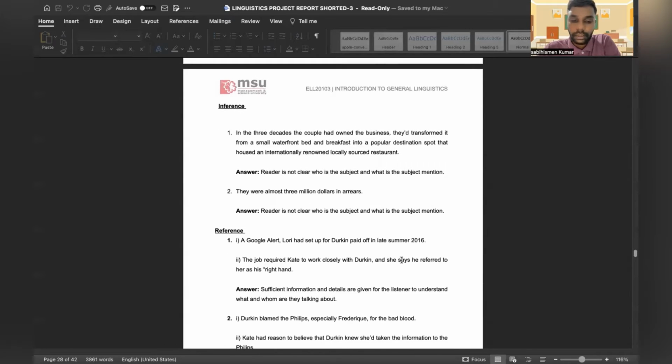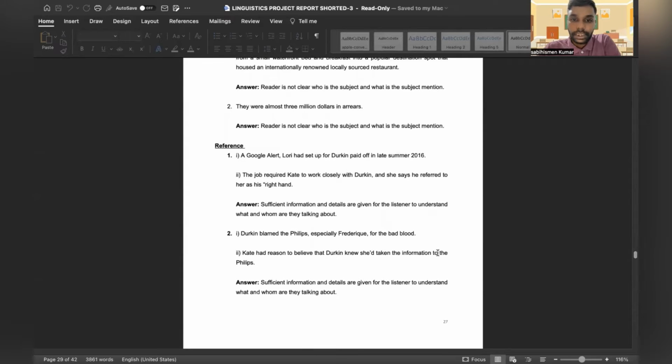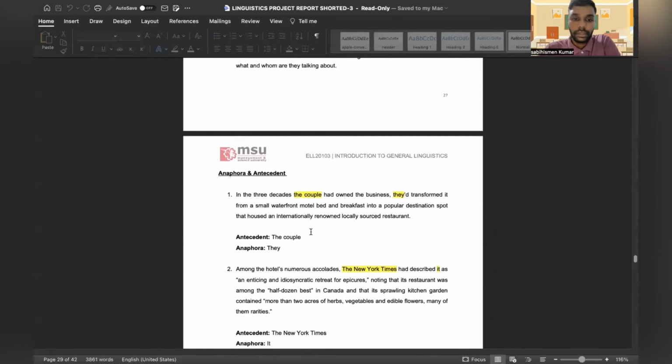References are the act where a speaker uses language to enable a listener to identify something, known as a writer or a reader as well. For example, "Google alert Rory as a setup of Duncan paid off in late 2016, or a job required Kate to work closely with Duncan, and she says he referred to her as a right hand," which means sufficient information and details are given for the listener to understand what and whom they are talking about.